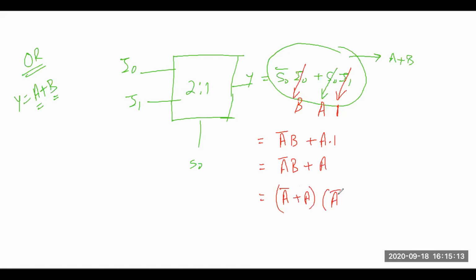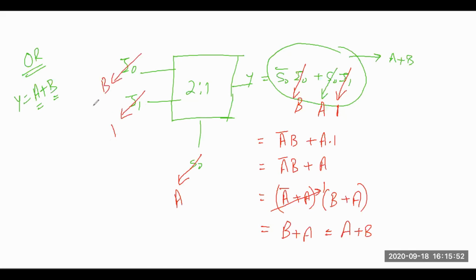B plus A. Now A bar plus A is 1. So finally I am getting B plus A, and B plus A is nothing but A plus B. So in this way I can see that I am implementing the 2:1 multiplexer as an OR gate. For representing the OR gate, S0 I have fixed to A, I1 I have fixed to 1, and I0 I have fixed to B.